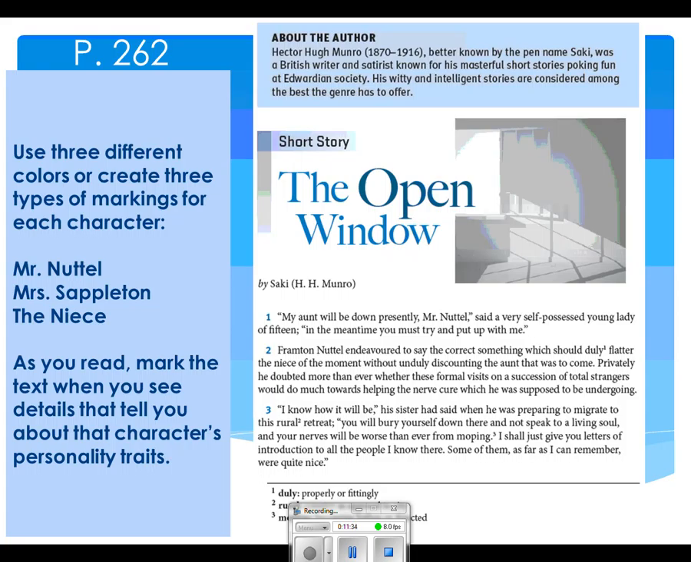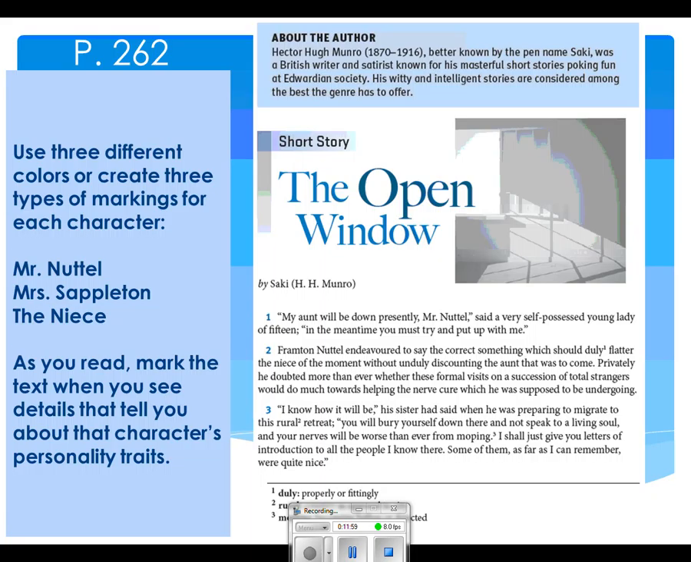Okay, now there's a marking that I do want you to make in regards to the character of Mr. Nuttall. I want you to mark the idea that he has a reason to go for helping a nerve cure. Something is going on with this man. So I want you to go ahead and highlight it. It's in the second paragraph, the idea of he's going for a nerve cure.